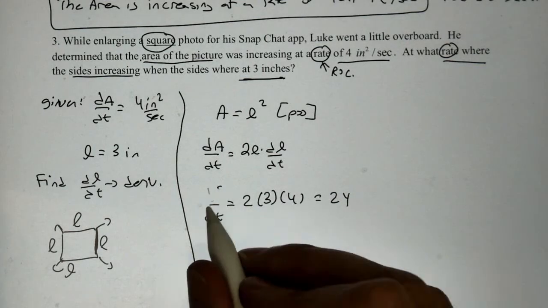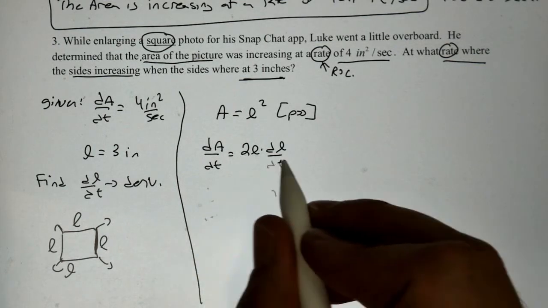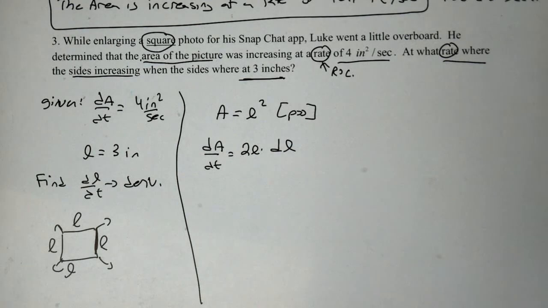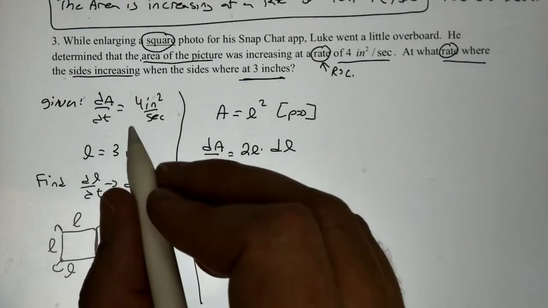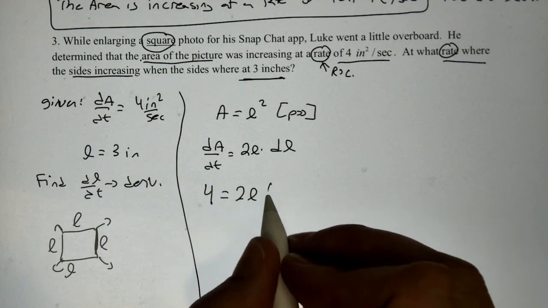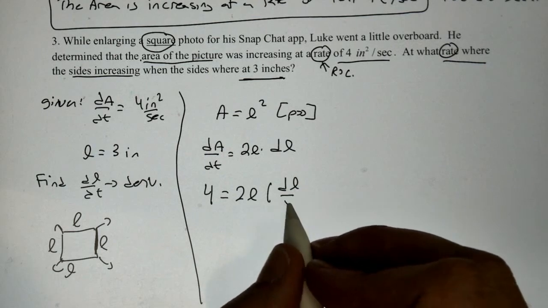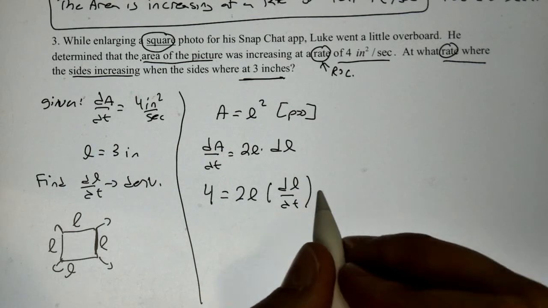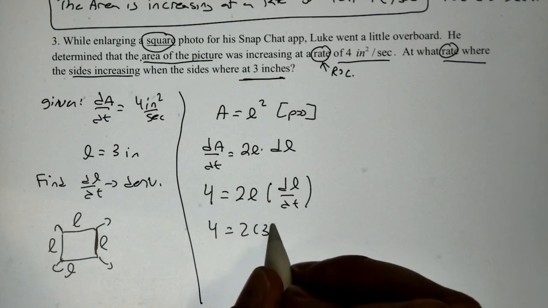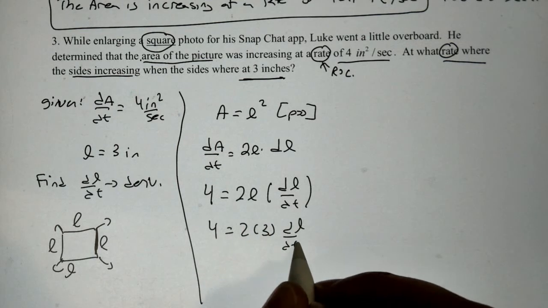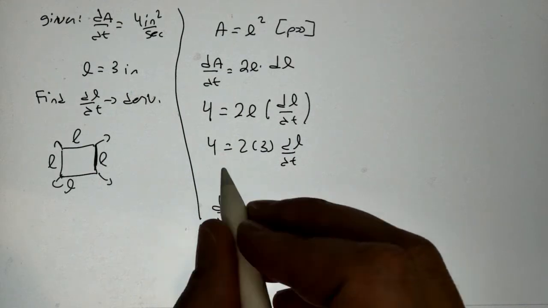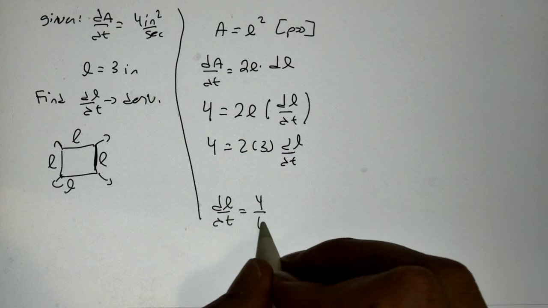I messed that up, didn't I? Whoops, so sorry. I messed that up big time, so look at this. I just deleted it all. So be careful. They're telling me dA/dt is 4, 2L, and I'm looking to find dL/dt. L, they're telling me is 3 still, so I can write this as 2 times 3 dL/dt, and then I can divide. dL/dt becomes 4 over 6.